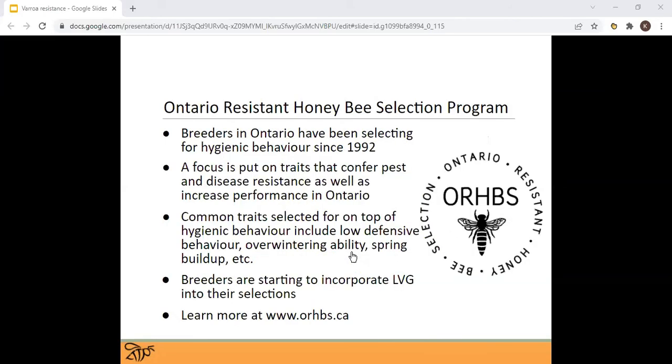And we are very fortunate in Ontario to have the ORBS, the Ontario Resistant Honeybee Selection Program. Breeding for pest and disease resistant bees is exactly what these breeders do. This program was started in the early 90s in the face of the threat of tracheal mites in our industry, and breeders started breeding for tracheal mite resistance. Since then, we've shifted the program to focus on hygienic behavior.